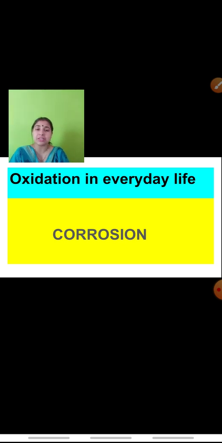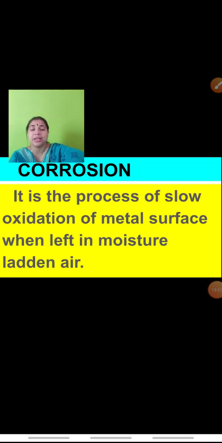Similarly, other substances also get oxidized. In case of other substances, we call it corrosion. So corrosion is the slow oxidation of metal. Whenever a metal gets oxidized, it is called corrosion. And specifically, if we are talking about iron, then the oxidation of iron is called rusting. So, how will we define corrosion? It is a process of slow oxidation of metal surface when left in moisture-laden air.